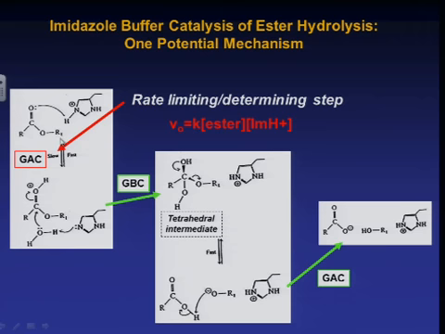If this is the slowest step, then what form must the catalyst be in? The protonated form. So for this reaction, would it go faster at lower pH or higher pH? Lower pH, right? Now this is a little tricky, it's not meant to be, but you just have to think about it.